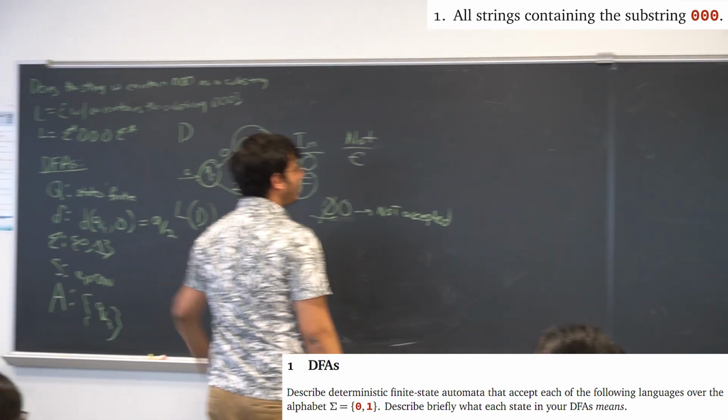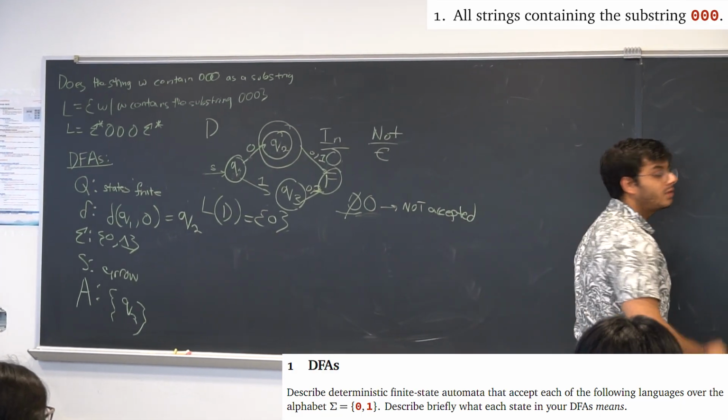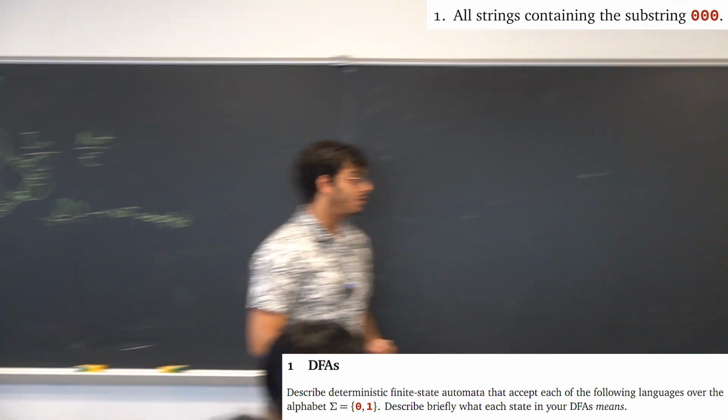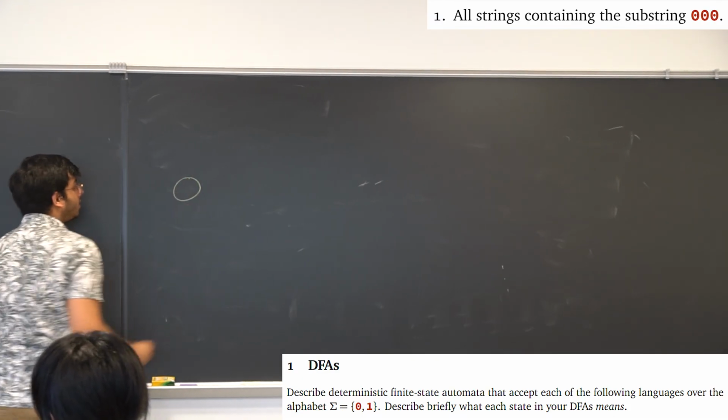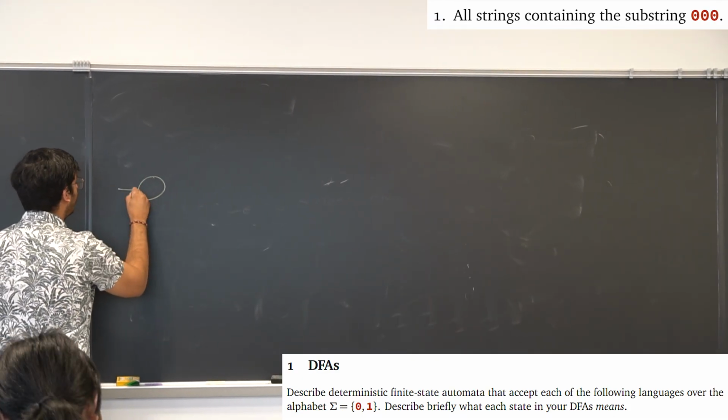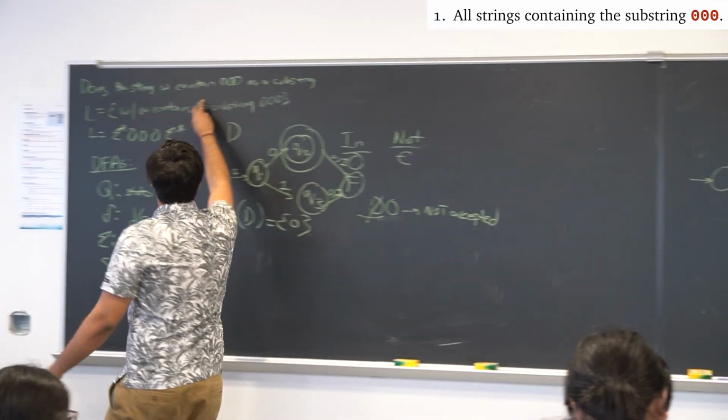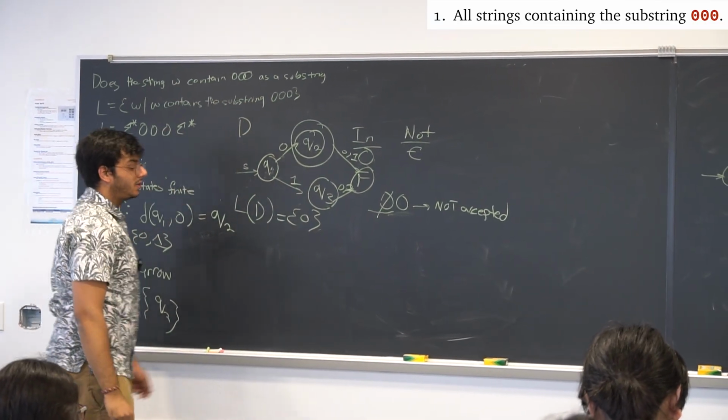We want to draw a DFA for this. So let's think about this. Let's start with a drawing perspective instead of a formal set definition perspective. So I have some state. I need to start somewhere. So all I need to do is make sure I contain 0, 0, 0 as a substring.